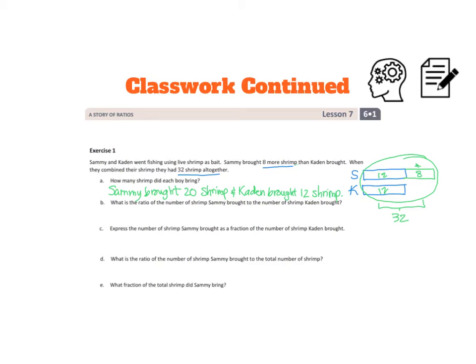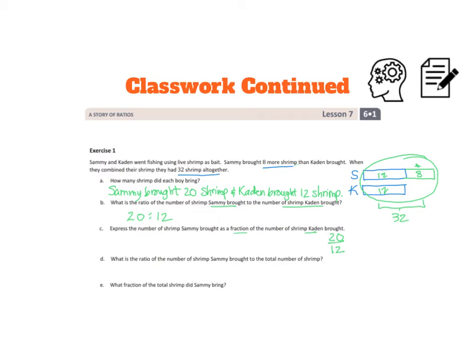What is the ratio of the number of shrimp Sammy brought to the number of shrimp Caden brought? So now I'm going to just take those numbers. The ratio is 20 to 12. Express the number of shrimp Sammy brought as a fraction of the number of shrimp Caden brought. Okay, so now all I'm doing is putting that 20 over 12. I wonder if I need to reduce it. Those are the numbers that we have.